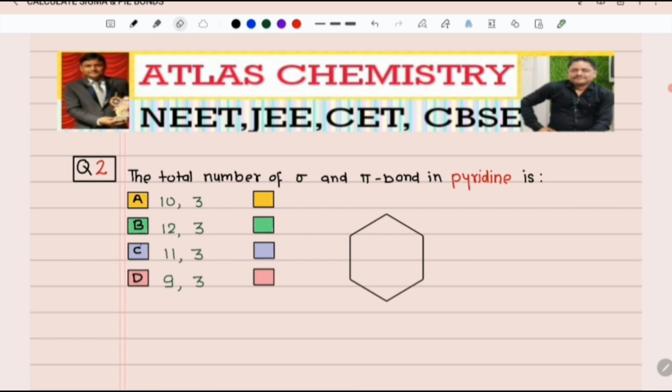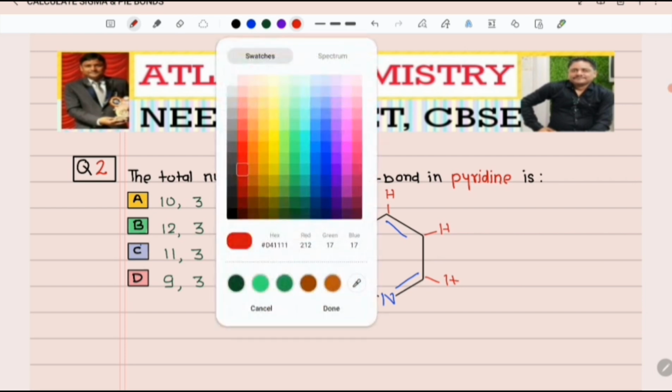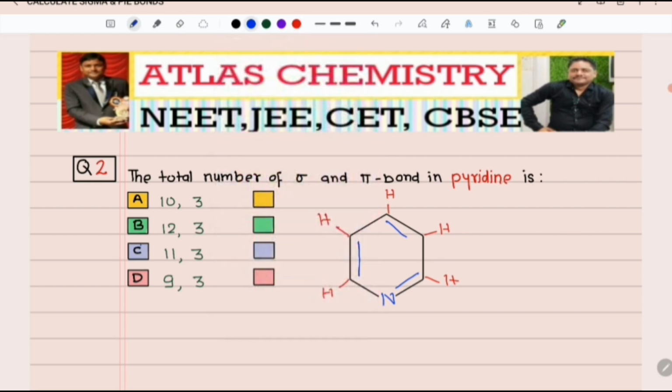In pyridine there is one nitrogen atom attached here, and there are 3 alternate double bonds, and each carbon atom in this has one hydrogen atom. So pyridine looks something like this. Now let us calculate the sigma bonds and pi bonds.